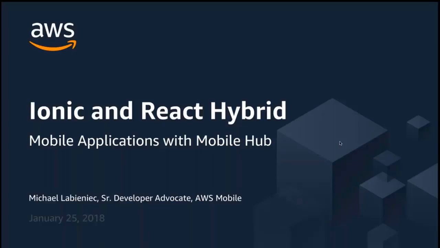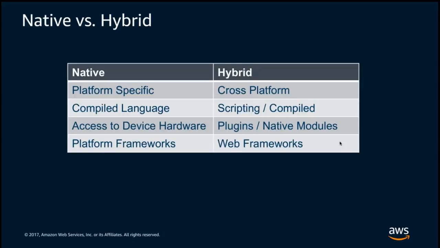I'm a senior developer advocate with AWS Mobile, mostly focusing on JavaScript development. Specifically, we'll be talking about Ionic and React applications using AWS Mobile Hub. First, I'm going to talk a little bit about some of the key differences around native versus hybrid mobile applications.